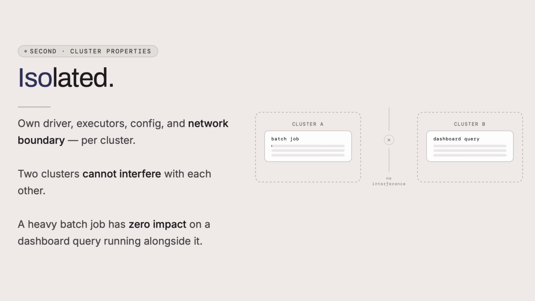Second, isolated. Each cluster has its own driver, its own executors, its own configuration, and its own network boundary. Two clusters running at the same time cannot interfere with each other. A heavy batch job on one cluster has zero impact on a dashboard query running on another.